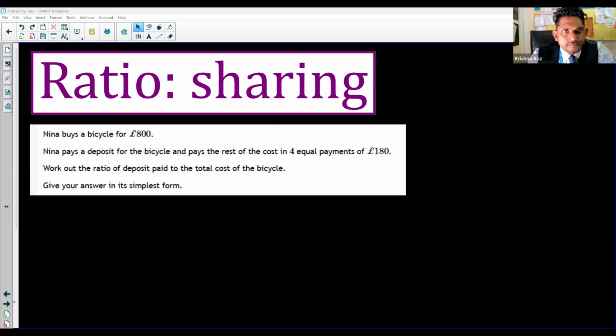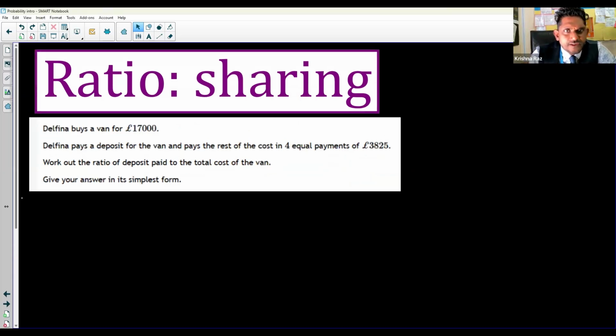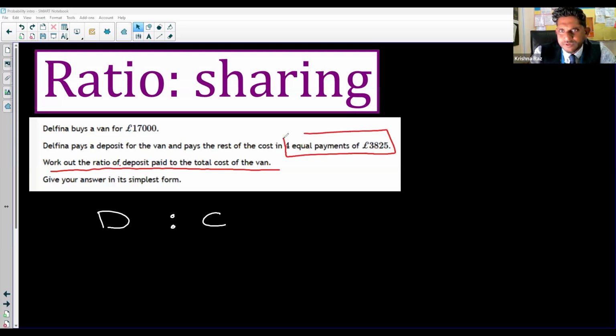Next, Delphina buys a van. Again, we want to find the deposit to the cost. She says that in the question here. The first thing to do is whack this into the calculator, or we could do long multiplication.